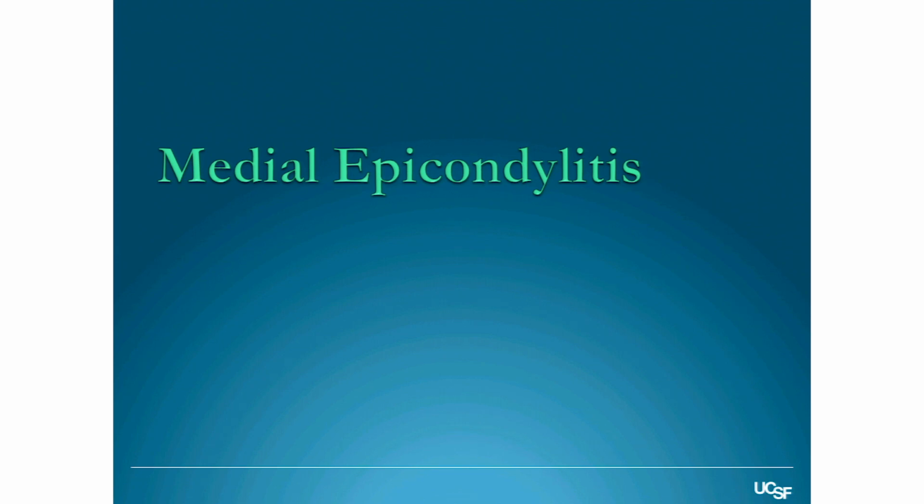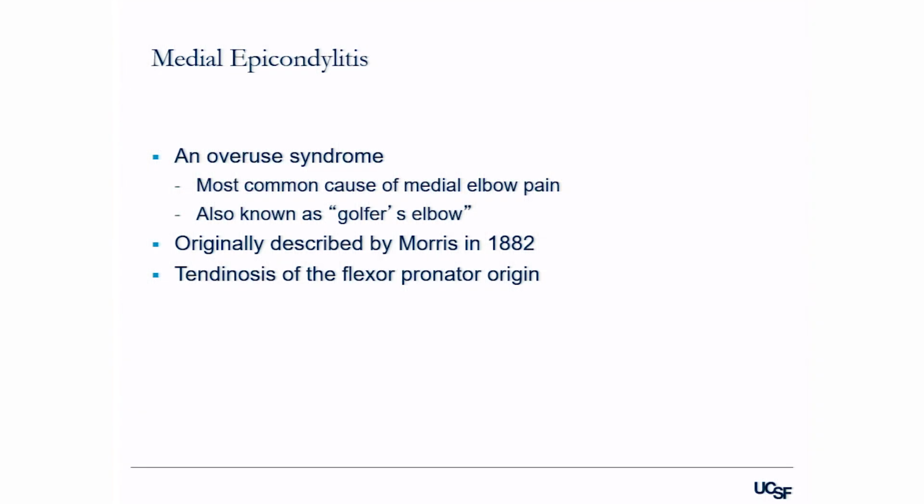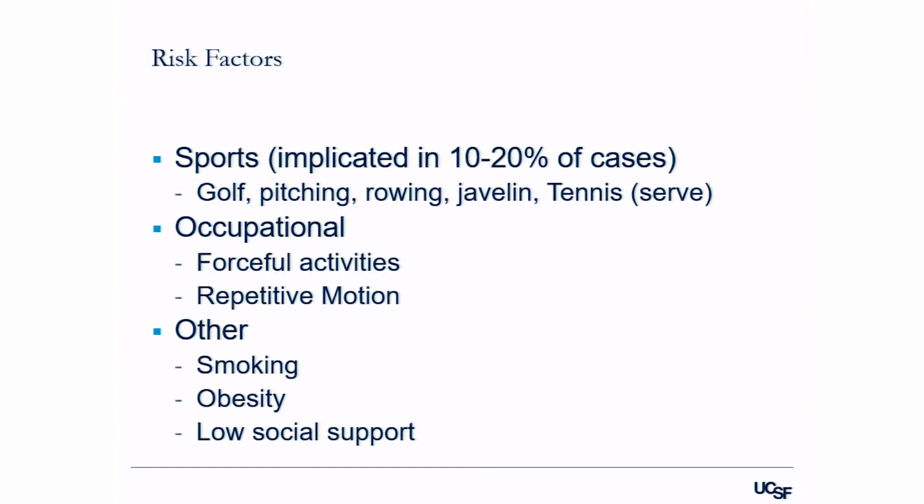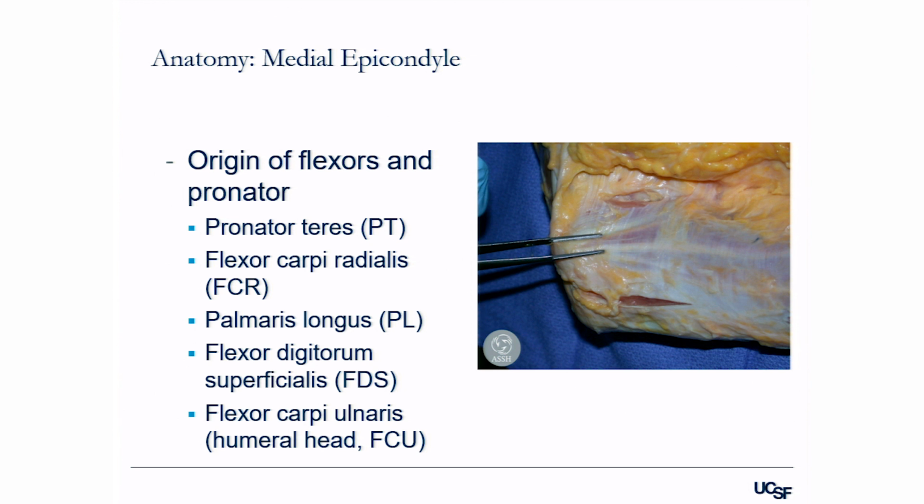So golfer's elbow, way less common than tennis elbow. It is another overuse syndrome, and it's on the medial side, the flexor pronator, right? So it flexes the wrist, and it's much rarer. So slight male to female predilection, and again, the same kind of time. But you can see it in repetitive motion. You'll see it associated with smokers or obesity. On the medial side, again, there's a flexor pronator mass, which looks very similar to the extensor. And these are where the flexors are coming from, so they come off the medial epicondyle.